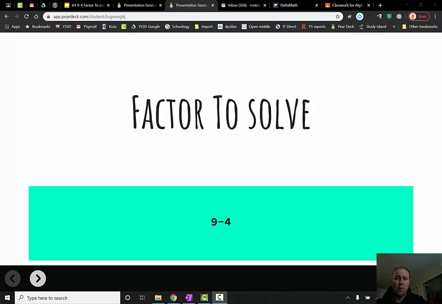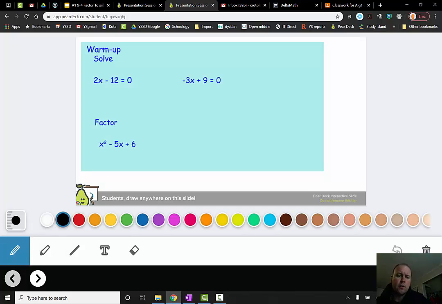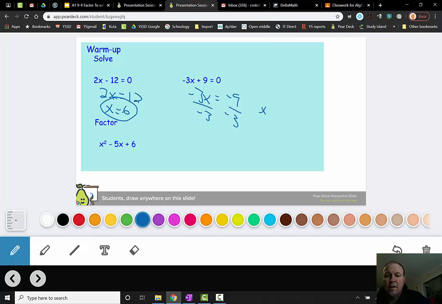We're going to recall how to factor quadratic trinomials, and then we're going to do one more step and solve it. If you can do everything in this warm-up problem, then you are going to be in awesome shape. We're going to add 12. We're going to divide, so x is 6. Pretty easy, right? You're going to subtract the 9. You can divide by negative 3. x is 3. Not too bad, right?